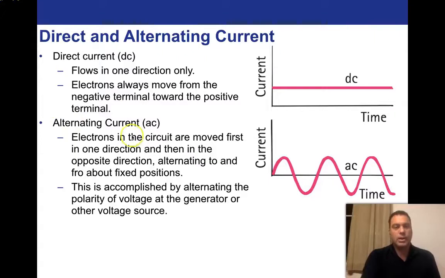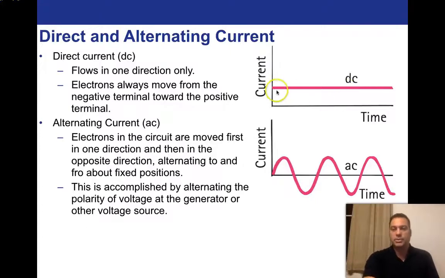Alternating current. Electrons in the circuit are moved first in one direction and then in the opposite direction, alternating to and fro about fixed positions. We've talked about this. So here we see two graphs. I'll come to the graphs in a moment. This is accomplished by alternating the polarity of voltage at the generator or other voltage source. We'll be talking about how these generators in fact do this very thing in a couple of lectures.